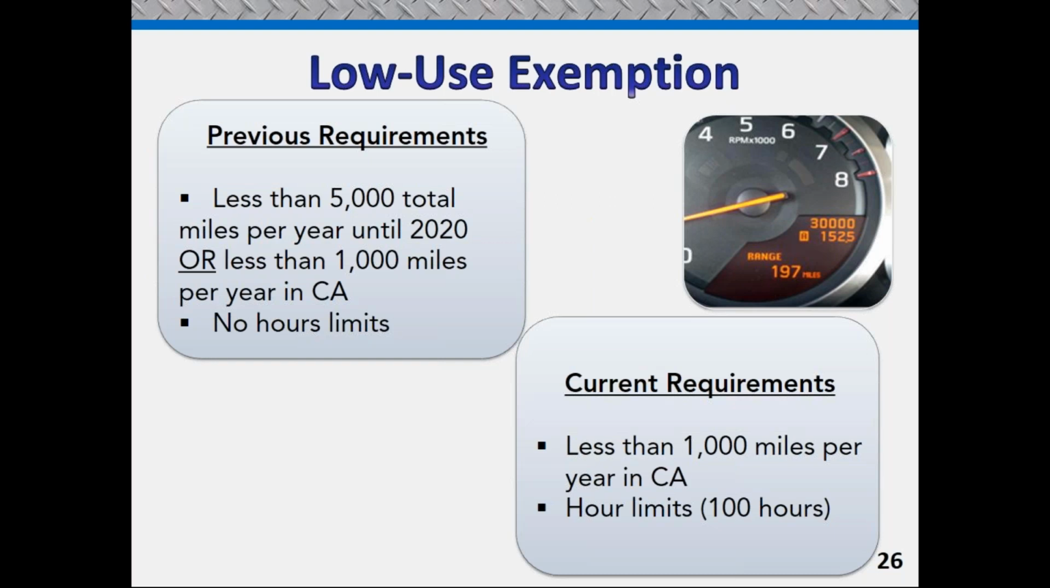So the low use provision right now essentially says that any vehicle you can keep under 1,000 miles per year in California and under 100 hours of stationary operation in California can be exempt from all the requirements of this rule. The only requirements that you would have are to report the vehicle properly every year, tell us how many miles you went, and keep it under 1,000 miles in California. If you drive it outside the state, those miles don't count. If you use it in a stationary manner outside the state, those hours don't count.